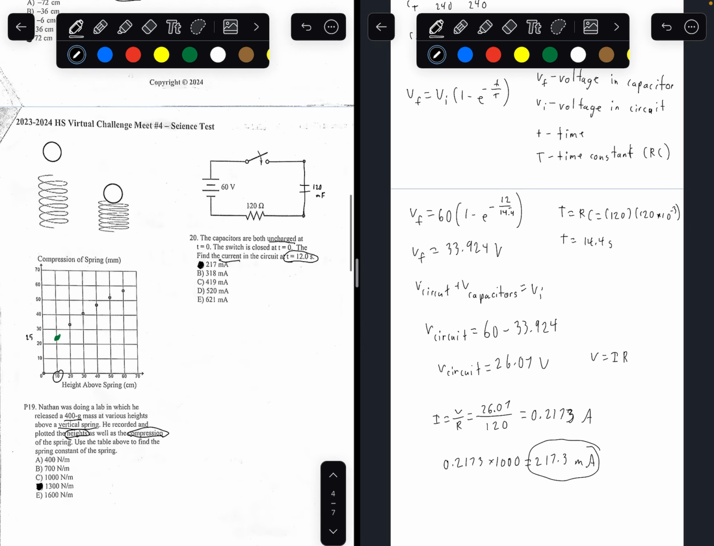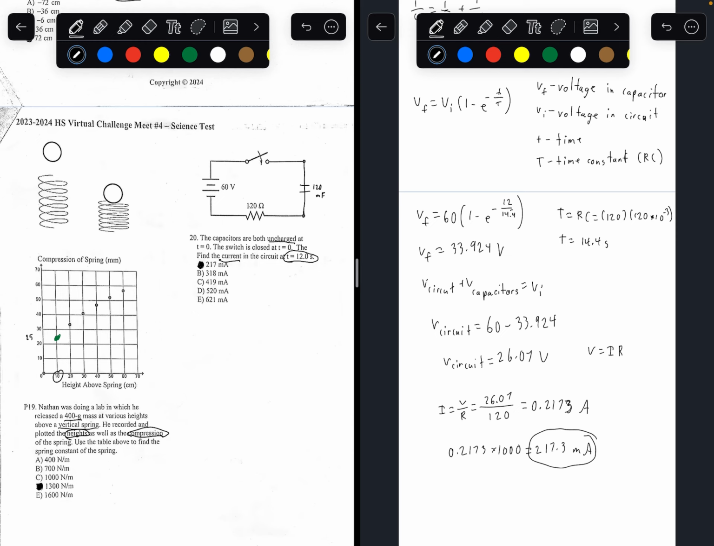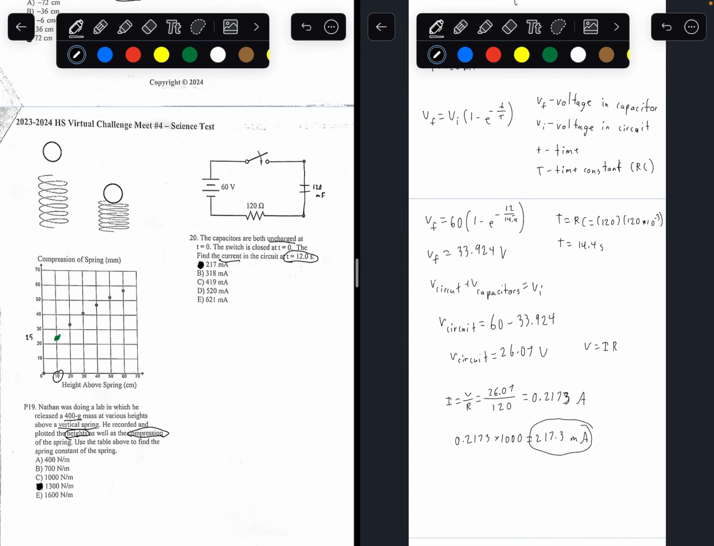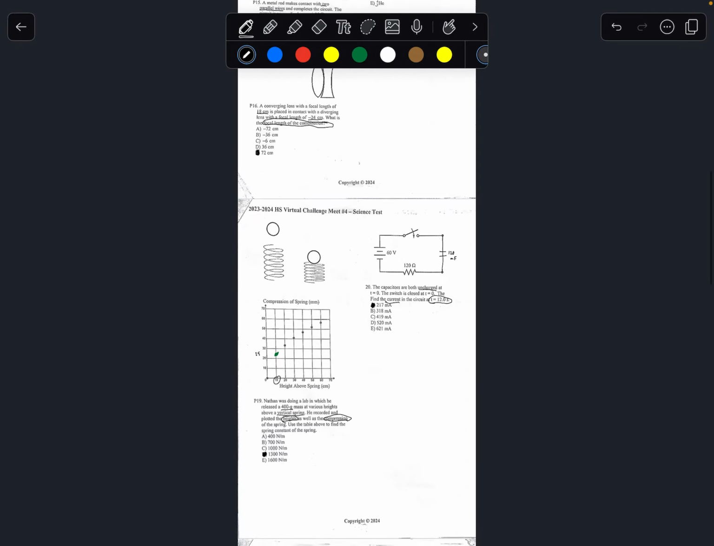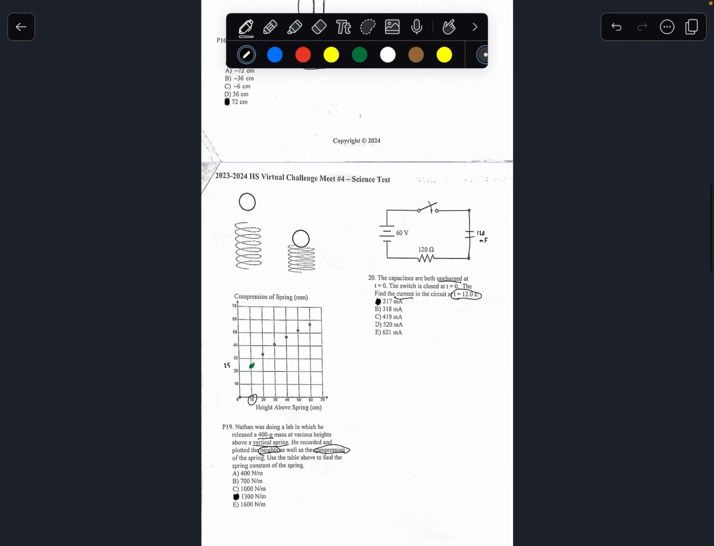And we're done with number 20, and we're done with the entire exam. So if you had started from biology to chemistry to physics, you'd be done with the entire test by now, all 60 questions.